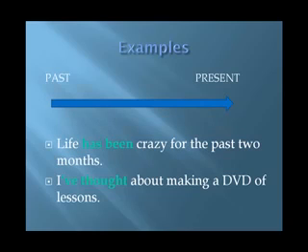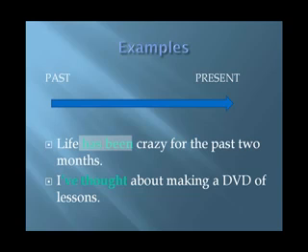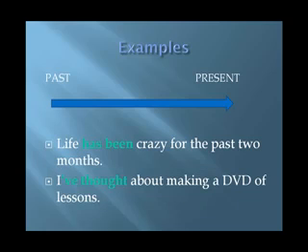Let's be certain you understand the first reason for using the present perfect, which is to make a connection between the past and the present. Our first example, life has been crazy for the past 2 months. My current situation then is crazy, and by using the present perfect, I'm telling you that it was crazy in the past and it continues to be crazy now. Second example, I've thought about making a DVD of lessons. Here, by using the present perfect, I'm telling you that I had this thought in my mind in the past, and I continue to have it in my mind now, in the present.